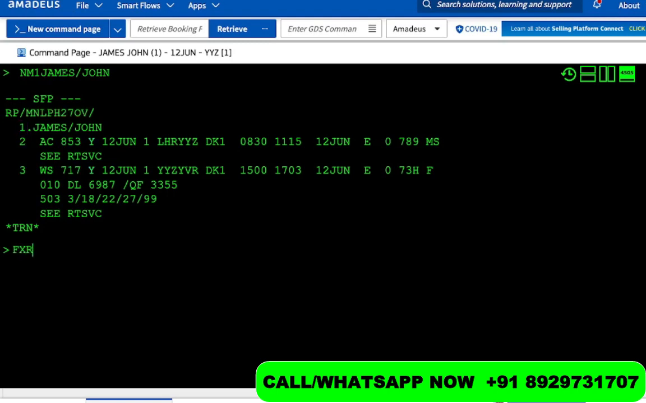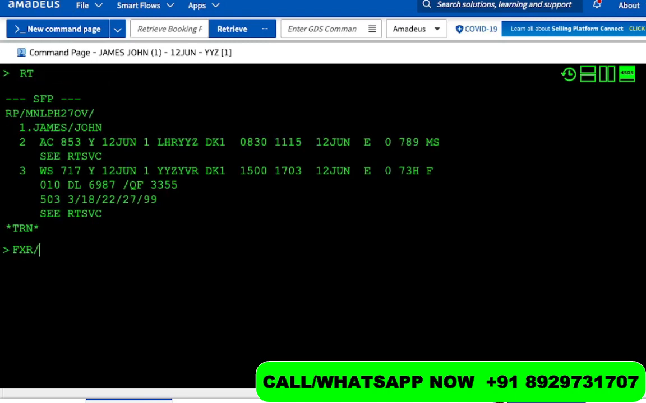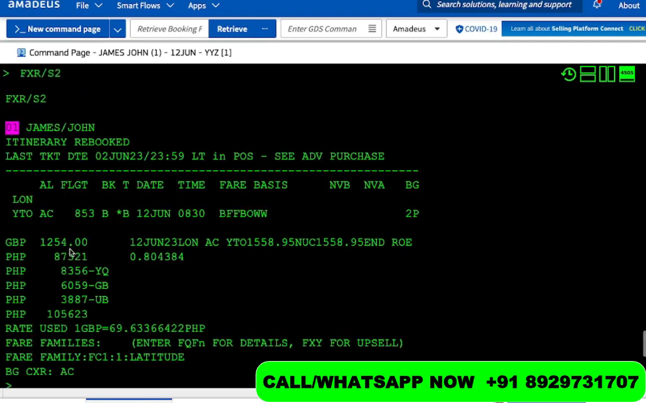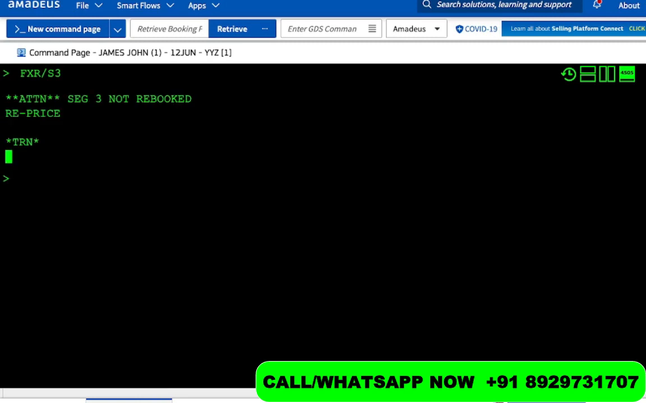So we do FXR and we could not get it. What do we do now? We do FXR / segment number 2. So we are pricing segment number 2 separately, enter, and then we are pricing segment number 3 separately. Let's do it again. FXR / segment number 3.